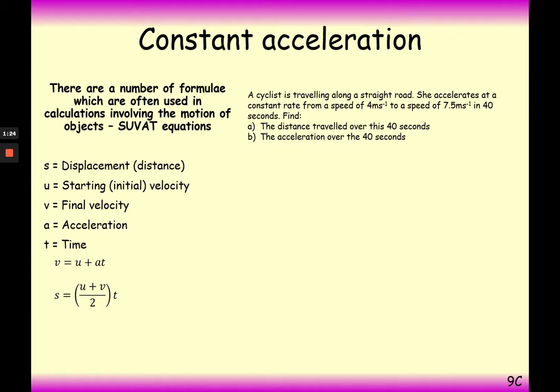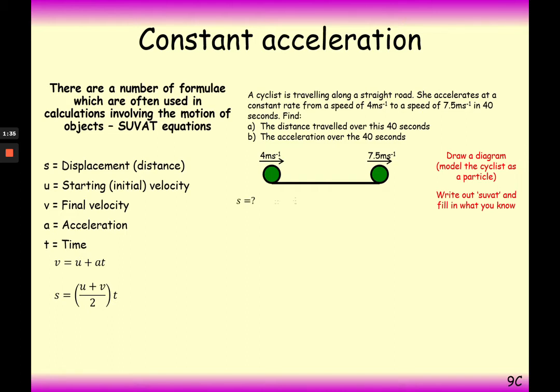The first thing we're going to do is draw a diagram. In this case, we don't want to be trying to draw any bikes or anything. It's just two particles showing the initial and final velocity. Then write out all the letters of SUVAT, fill in the bits you know and what we're trying to find.